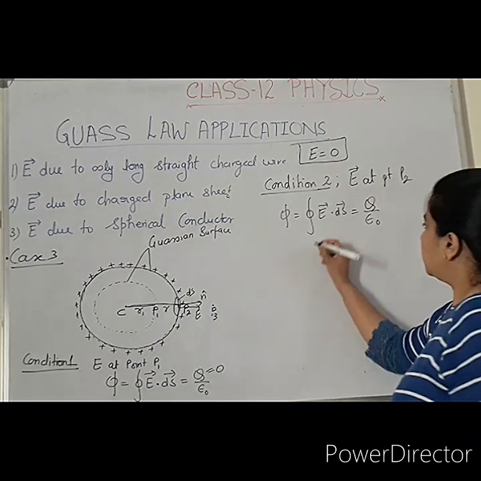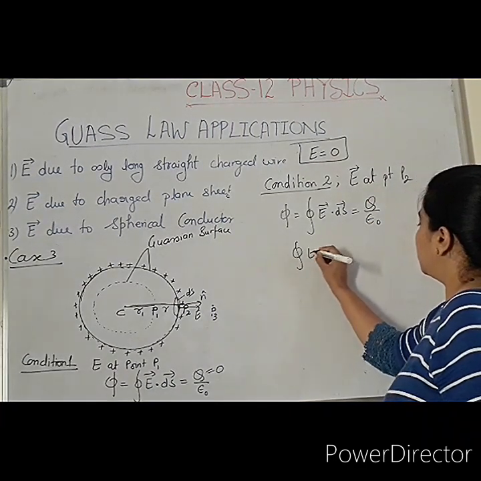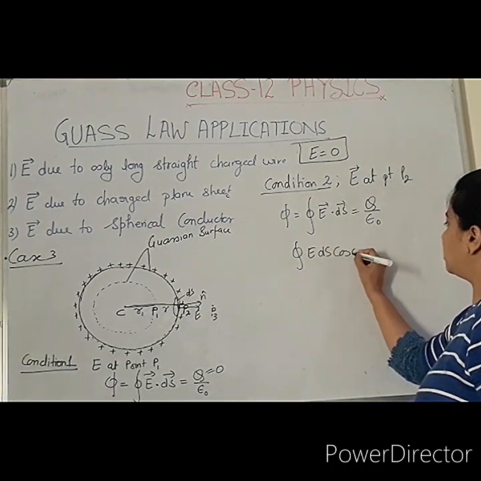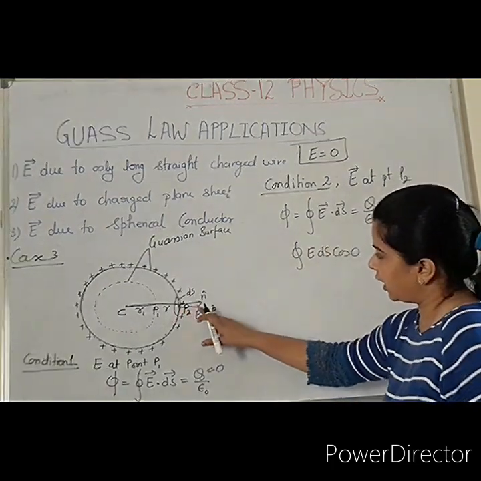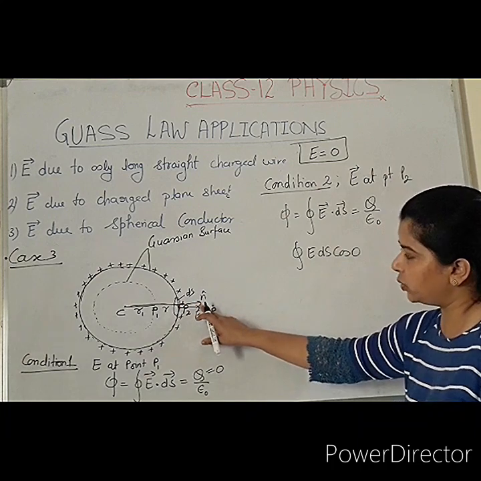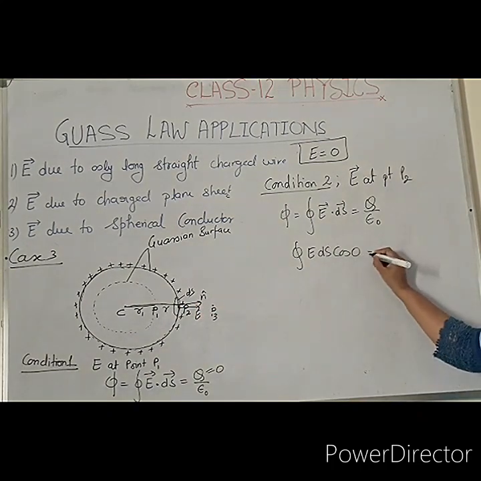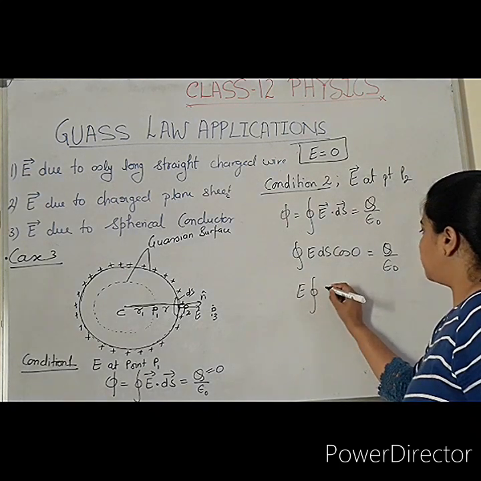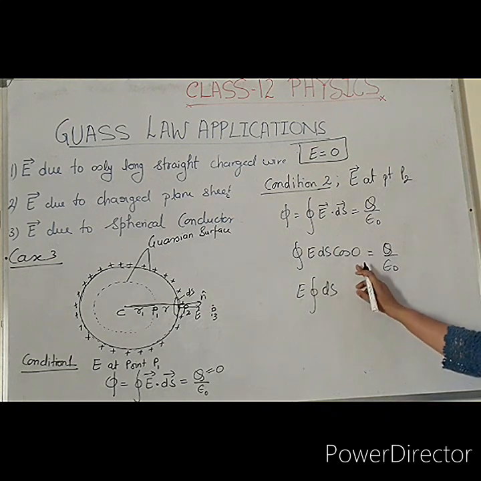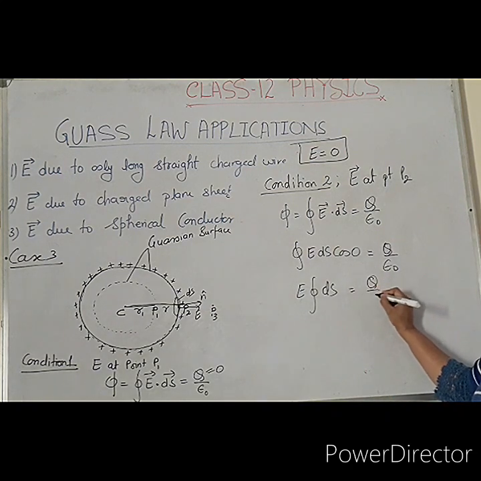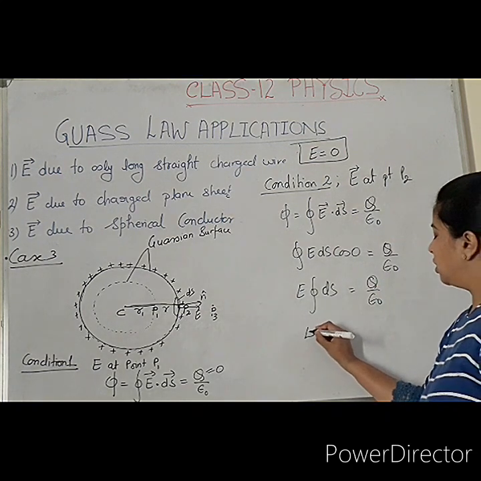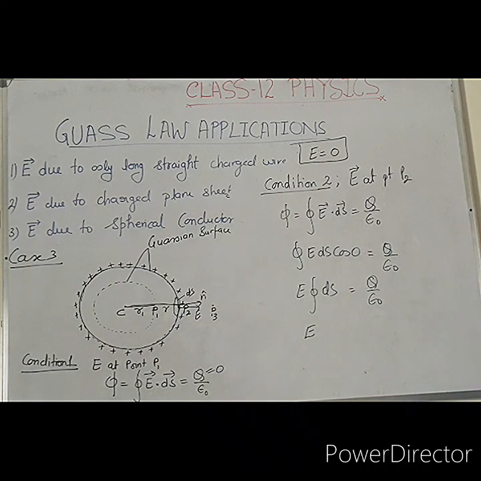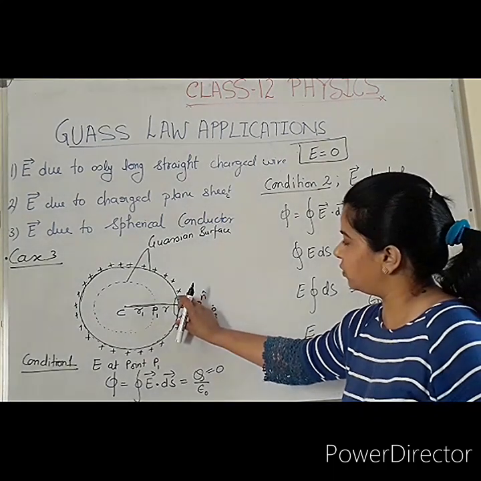Okay. So now, closed integral of E ds cos 0. The angle between the electric field and the normal unit area vector is 0. So here it is Q by epsilon naught. E you can take out, and closed integral of ds, cos 0 is 1, is equal to Q by epsilon naught. ds is the surface area, that means a small value of the surface here.